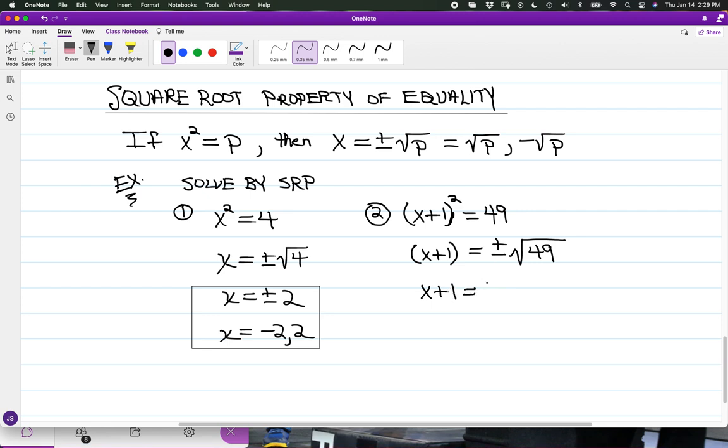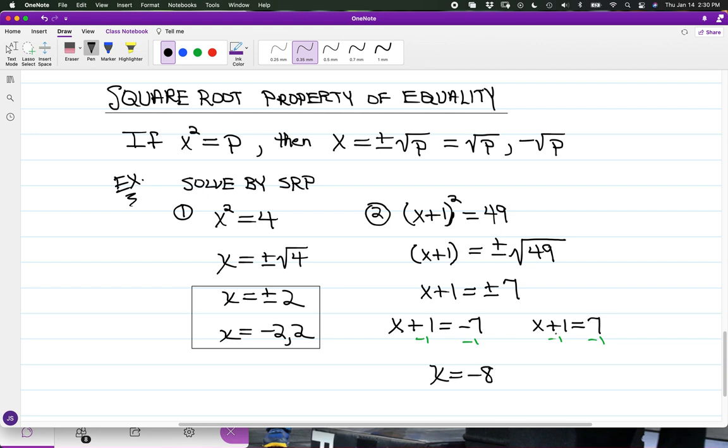So you have x plus 1 is equal to plus or minus, and with 49 as a perfect square number, x plus 1 is equal to plus or minus 7. If I separate, we're still solving for x. One value of x is where x plus 1 is equal to negative 7, the other where x plus 1 is equal to positive 7. For x plus 1 equal to negative 7, if I take 1 away, x is equal to negative 8.